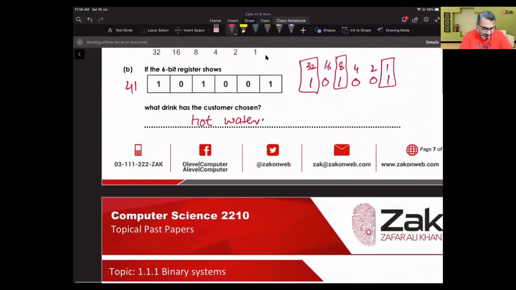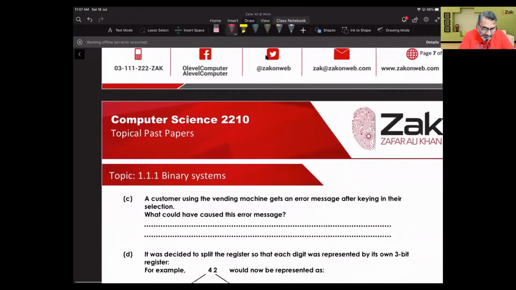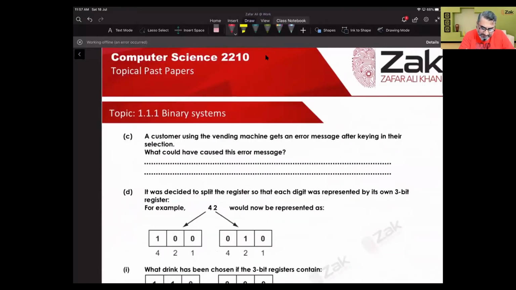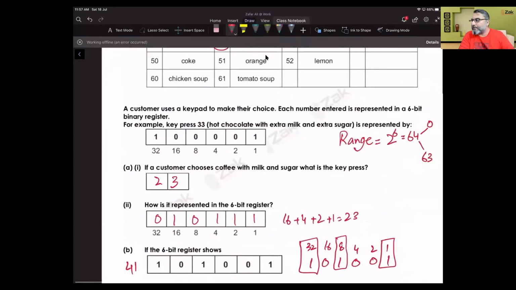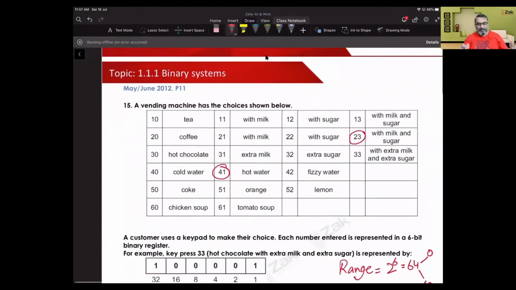Now, a customer using the vending machine gets an error message after keying in their selection. What could have caused this error message? This means there is a possibility of errors. A customer has entered a number and the system has given an error. What could that error be? Obviously, the number that is entered is not the right number. What does right number mean? It means the number is not from this list.